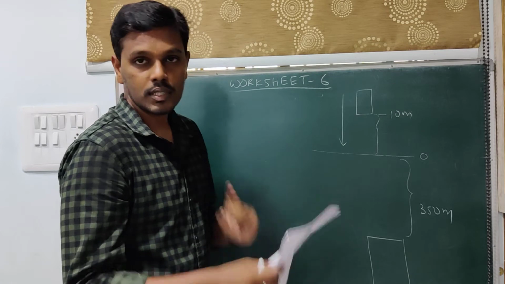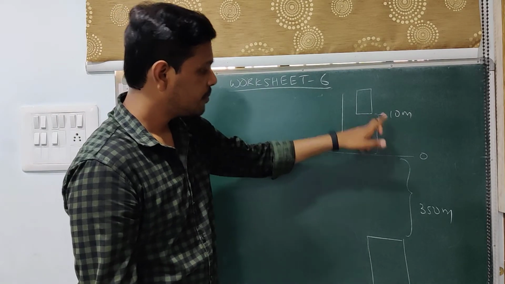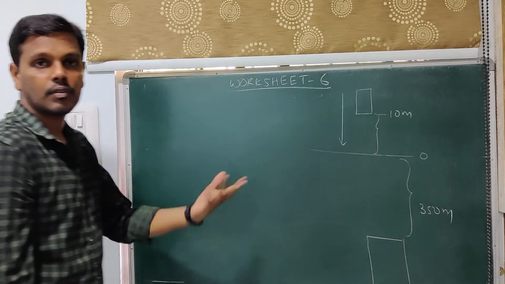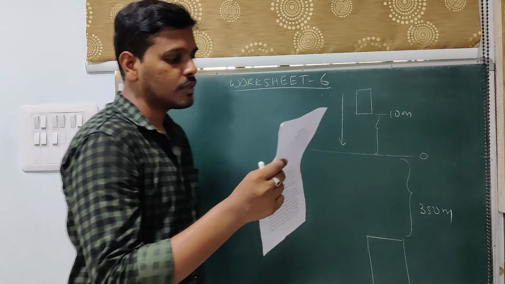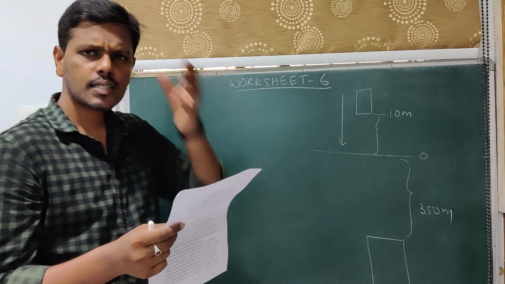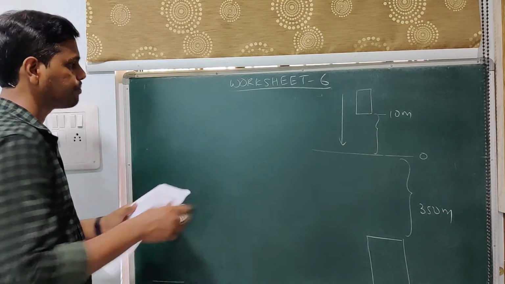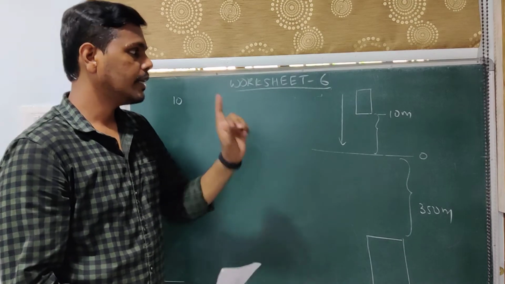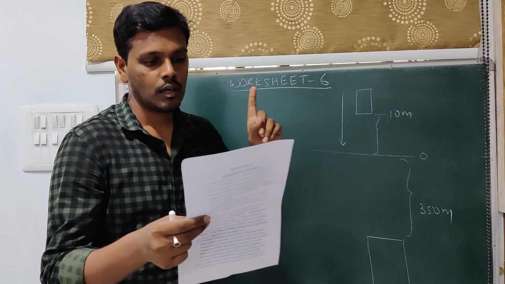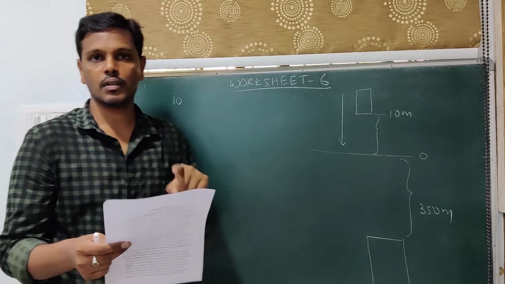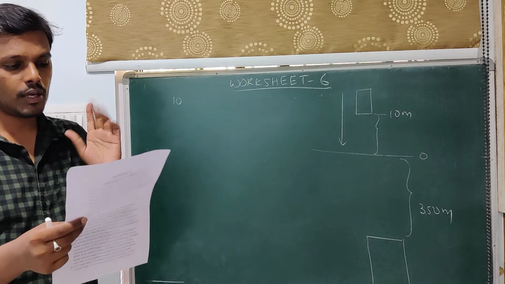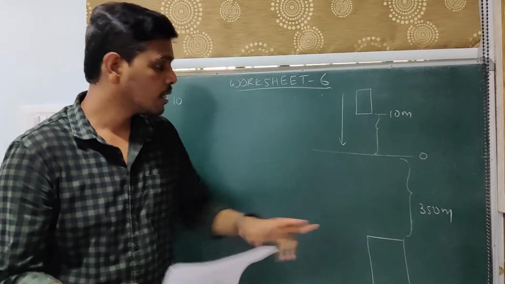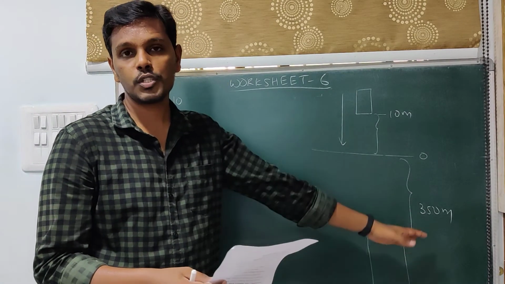In 1 minute it is going 6 meters. Now from this point to this point, let us calculate how much distance it has to travel, and we will identify how much time it takes, just like the previous problem. Initially it is at 10 meters. Now in 1 minute it is going 6 meters down. We don't know how much time it takes to reach minus 350.